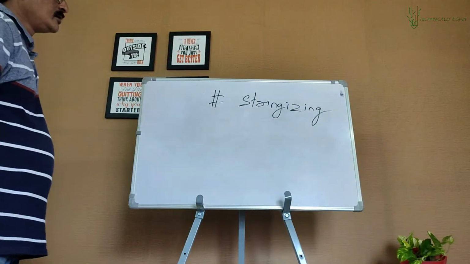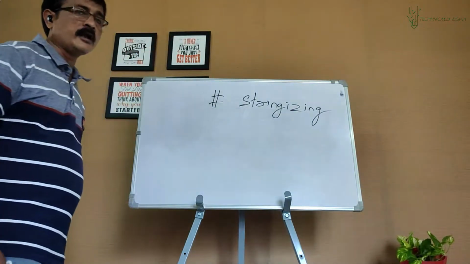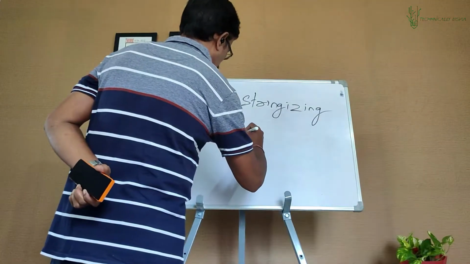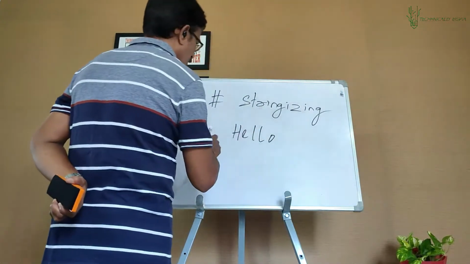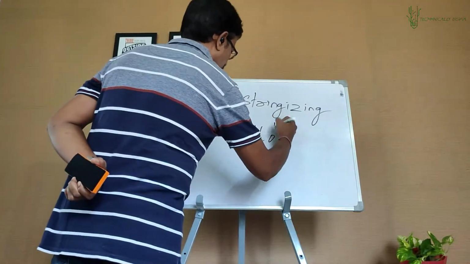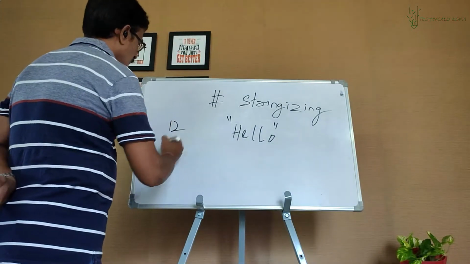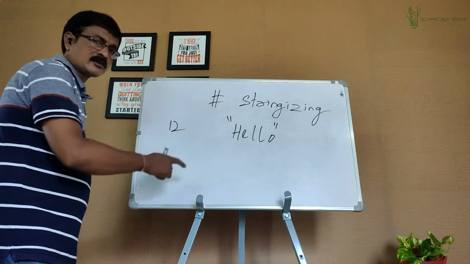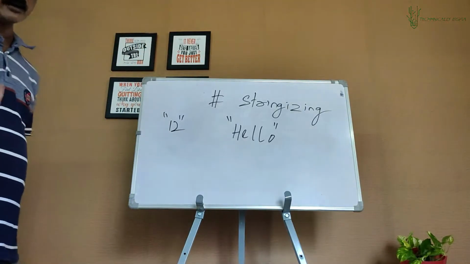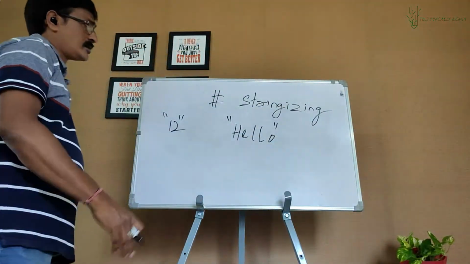What is it called? Stringizing operator. It converts a token into a string. Very simple. If I write hello and put a hash before hello, hello will appear within double quotes. That means it is converted into a string. If I have 12, before that I put a hash, 12 will be within double quotes. It is converted into a string. And that's the reason it is called stringizing operator. Have a look.